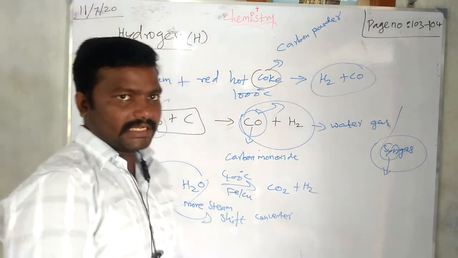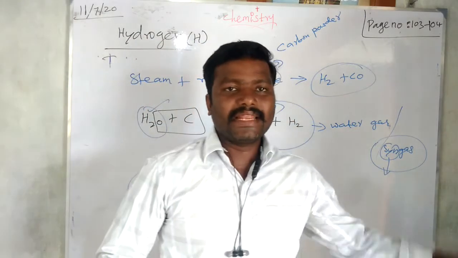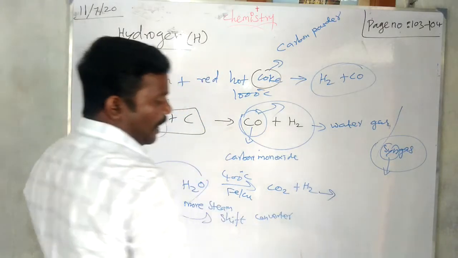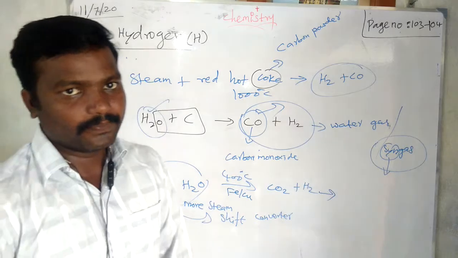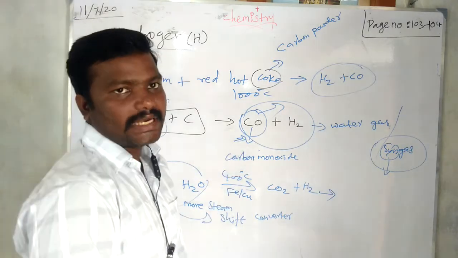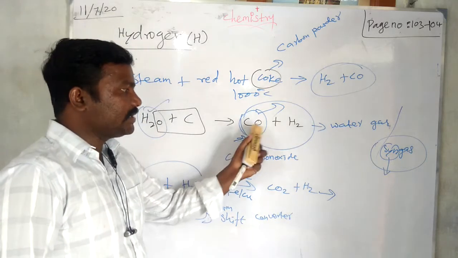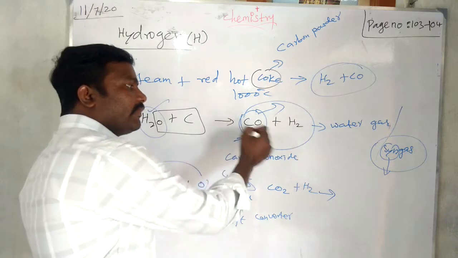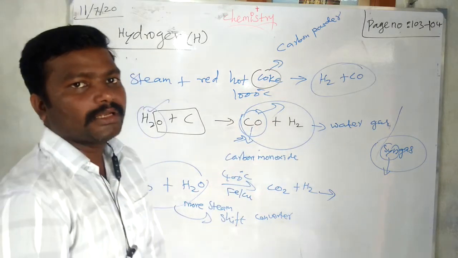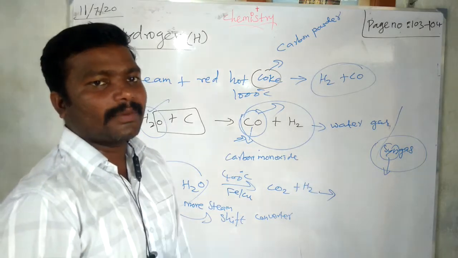So shift converter, the converter belt will shift one area to another area. That's why the name of this reaction is water gas shift reaction. Again I am telling my students, in the previous class we studied how to prepare the water gas mixture, CO and H2. But here we want to remove the CO. For that we are converting that CO into CO2. CO means carbon monoxide, CO2 means carbon dioxide.